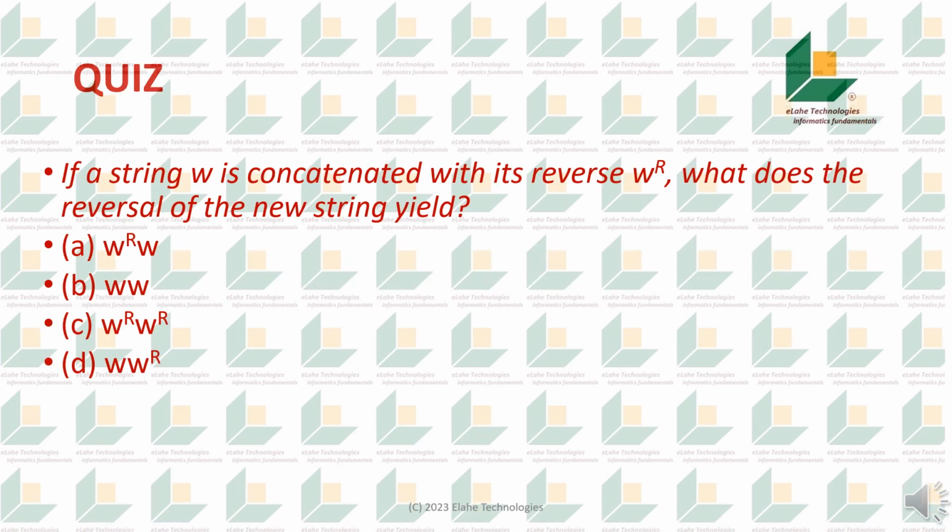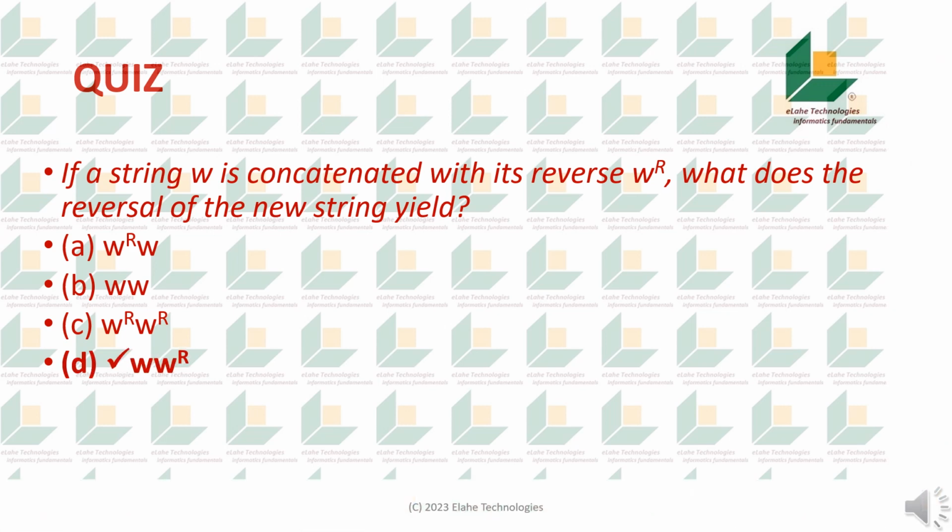A quick question. If a string W is concatenated with its reverse W reverse, what does the reversal of the new string yield? Option A, W reverse W. Option B, WW. Option C, W reverse W reverse. Option D, W W reverse. The correct answer is option D, W W reverse.